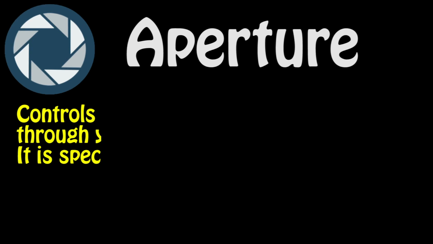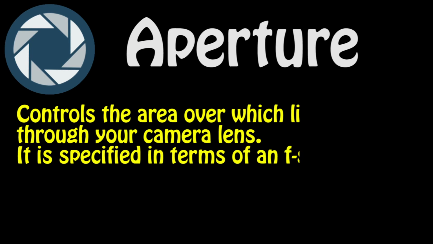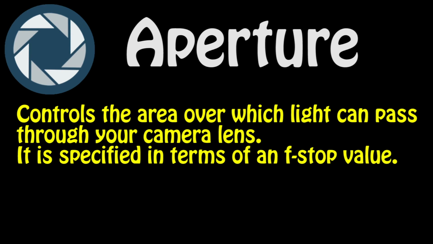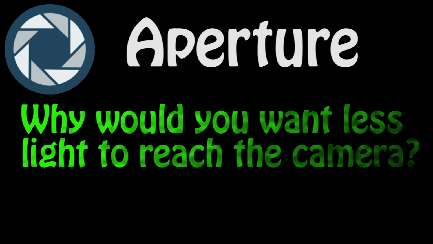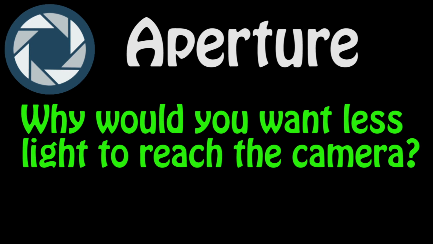Aperture. A camera's aperture setting controls the area over which light can pass through your camera lens. It is specified in terms of an f-stop value. You might wonder why we would ever want less light to reach the sensor. The answer is, the majority of the time, we want a larger depth of field.